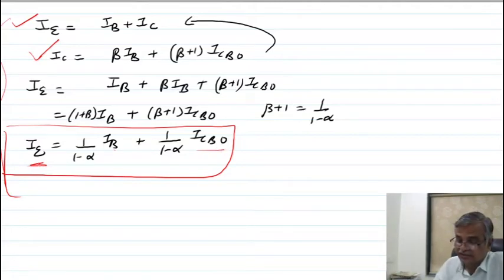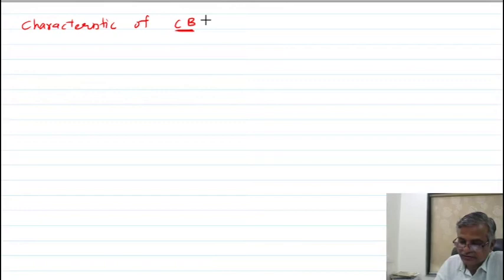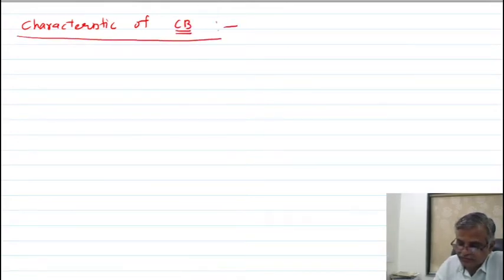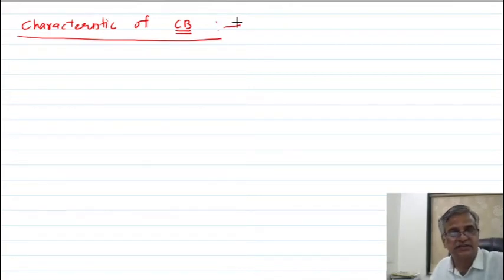Now I am discussing characteristics of common base configuration. Characteristics is the relation between the current and voltage. For common base, we have to study the input characteristics and output characteristics. From the characteristics of the transistor, we can find the different parameters. We can know its applications.